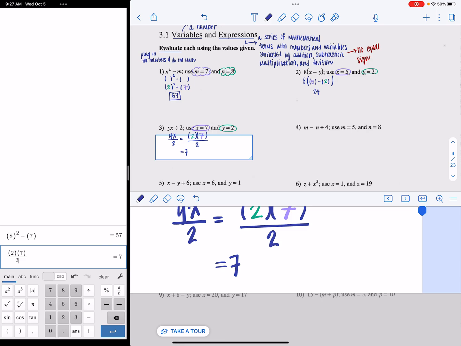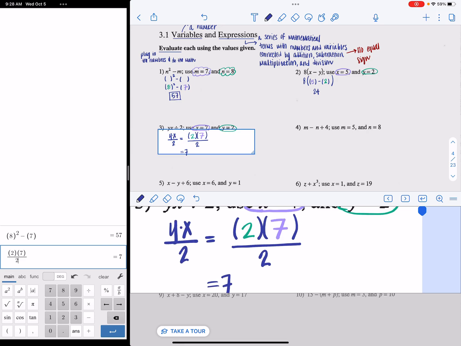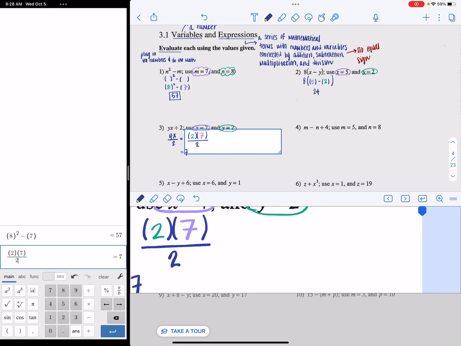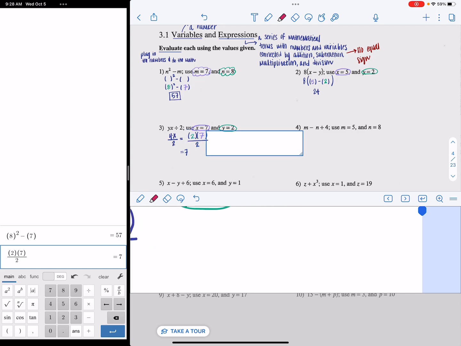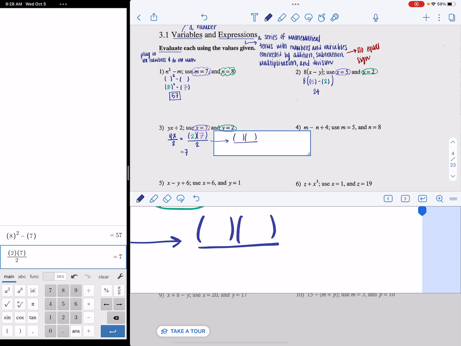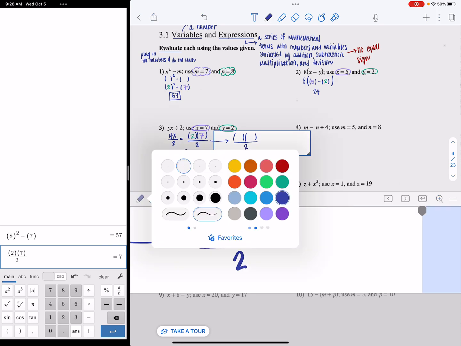Now, some of you may be able to go and simplify this guy without using Desmos. If you can, you're welcome to, but you absolutely don't have to. Here's what it would look like if you simplify without Desmos. You have the parentheses divided by 2.